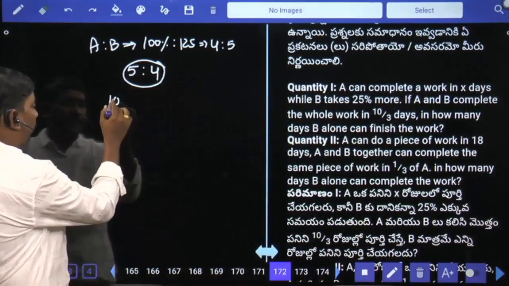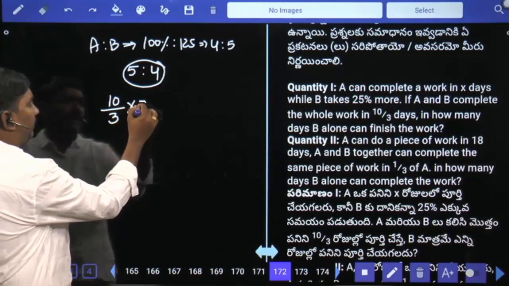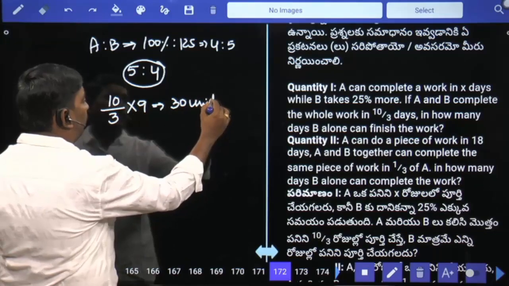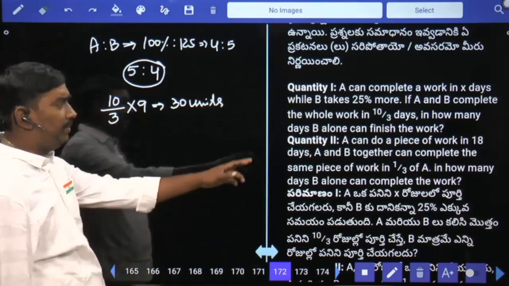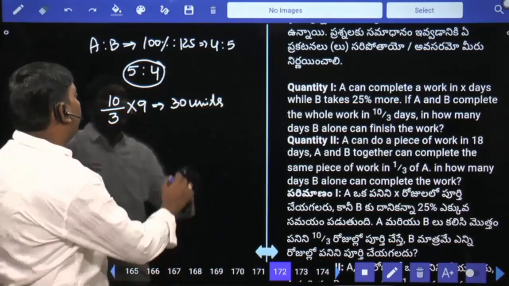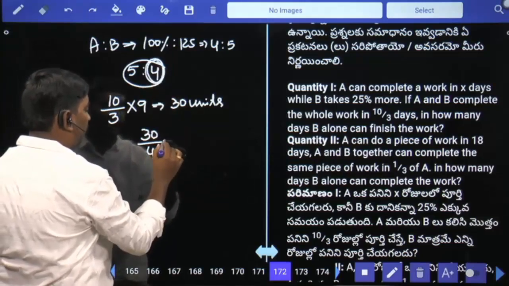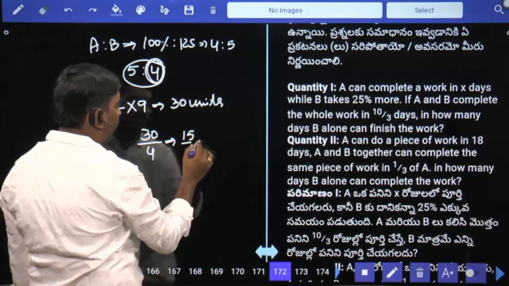In 1 day, 9 units. In 10 by 3 days, 30 units. Total work is 30 units. These 30 units are done by B alone in how much time? B in 1 day, 4 units. Then 30 units in how much time means 30 by 4, 7.5 days.